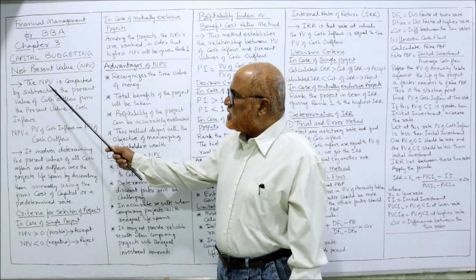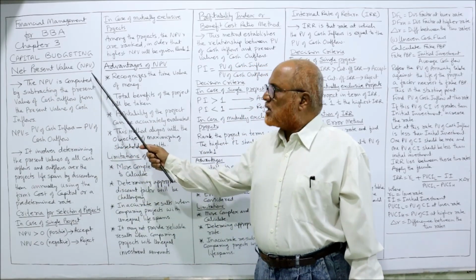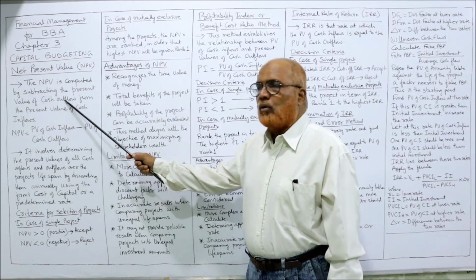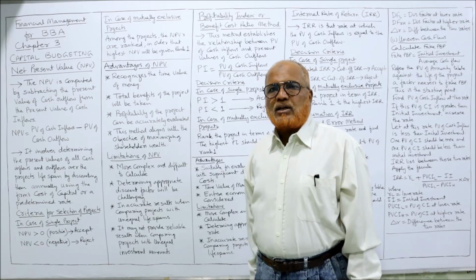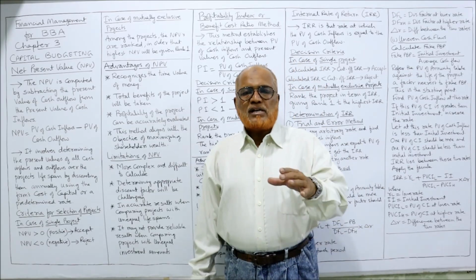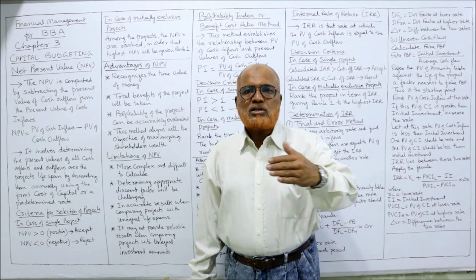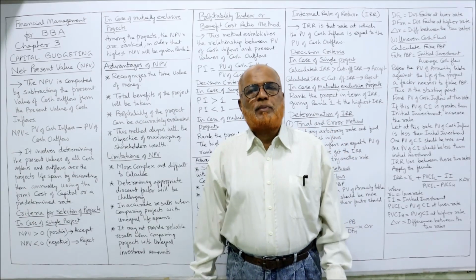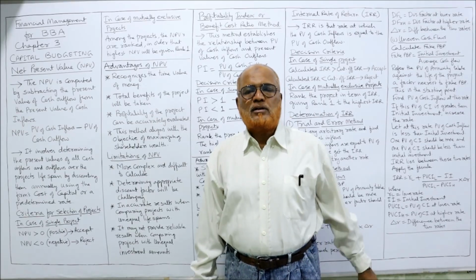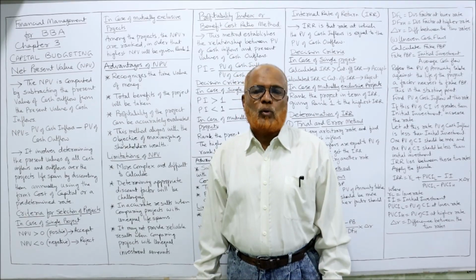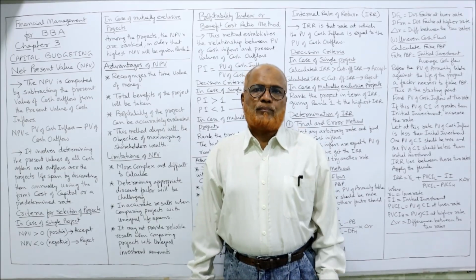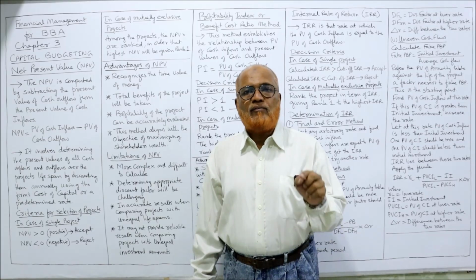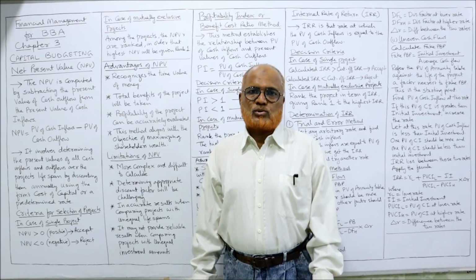So what is net present value? The NPV is computed by subtracting the present value of cash outflow from the present value of cash inflows. The present value of cash outflow means the initial investment, how much amount we are going to spend on capital expenditure. That is called PV of cash outflow and it will be given in the problem. But the present value of cash inflows will not be given; we have to calculate the present values.